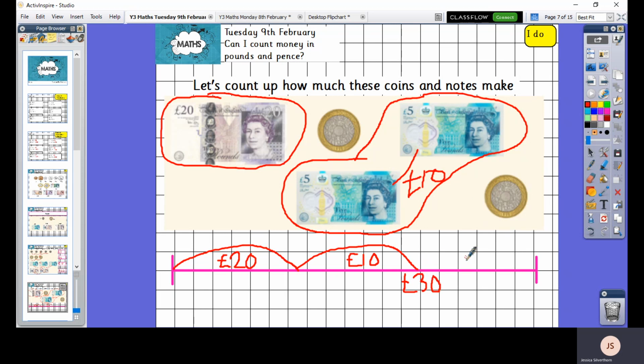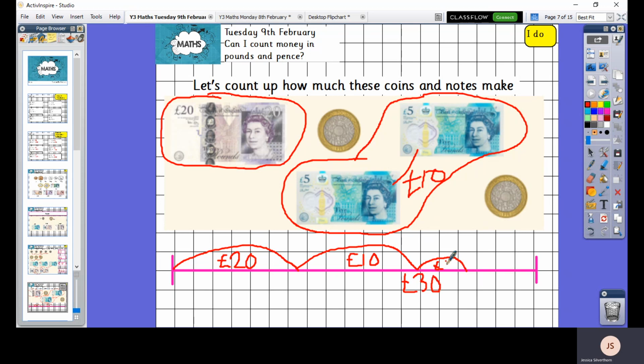Now again, I could do 2 little jumps of £2 each, or I could be thinking, well, I've got 2 £2 coins. I know that that together will make £4 because I can count in twos twice. So I'm just going to do add £4.